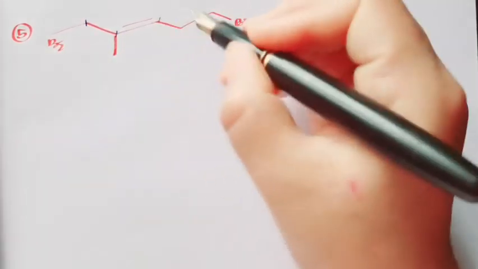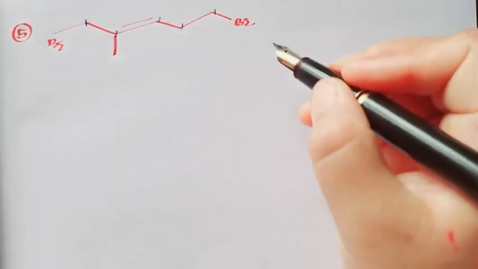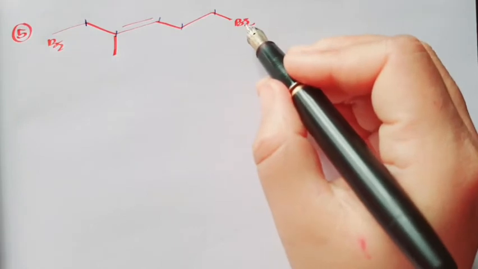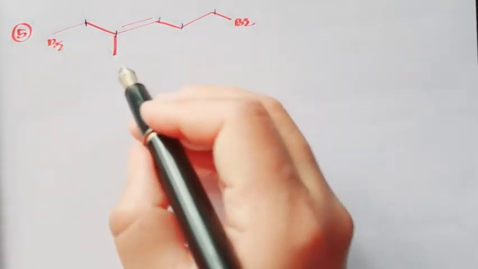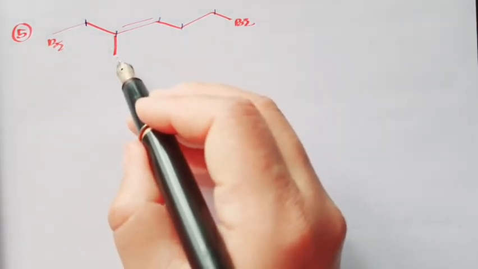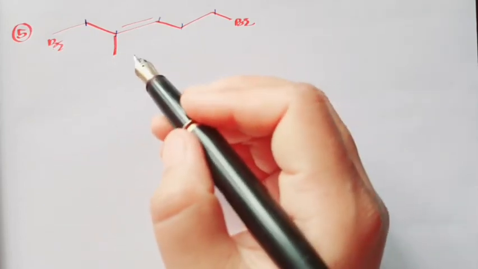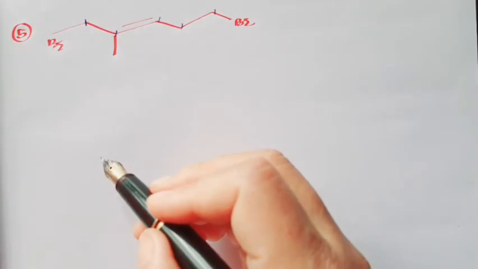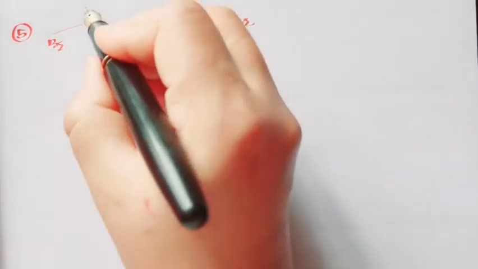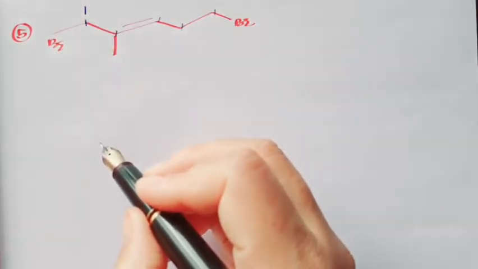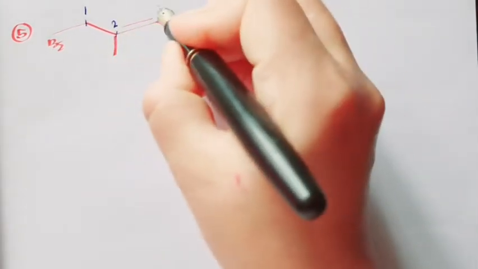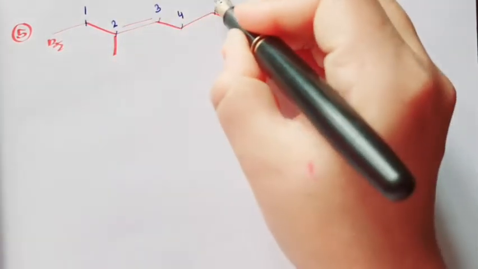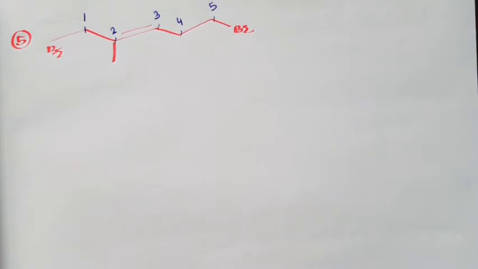1 2 3 4 5, so 5 are in a chain, and the substituents are Br and this is your CH3. Okay, sir. So now the first rule is to number, right? Here a double bond is present, so the double bond will get the preference. So how do we number? This one will get position 1, then this carbon 2, 3, 4 and 5. Okay, sir, 5 are in a chain.